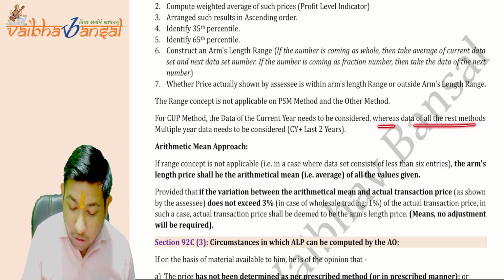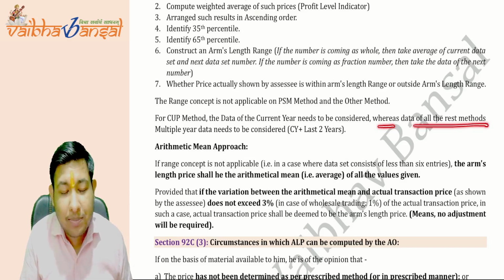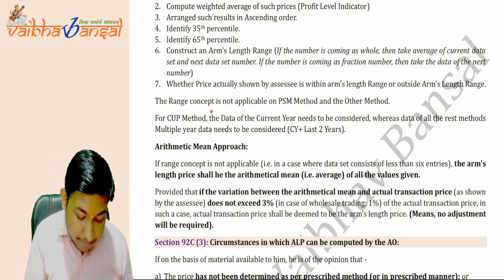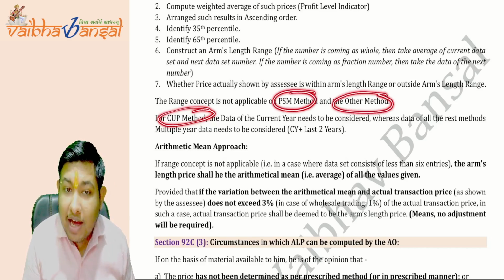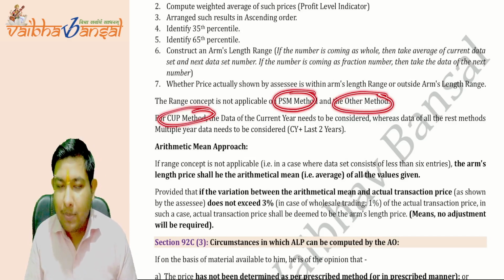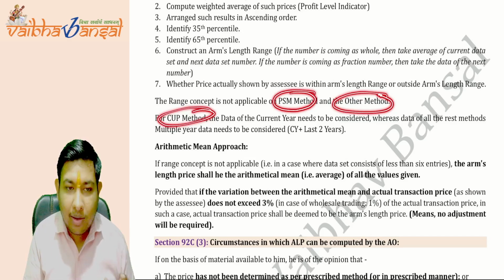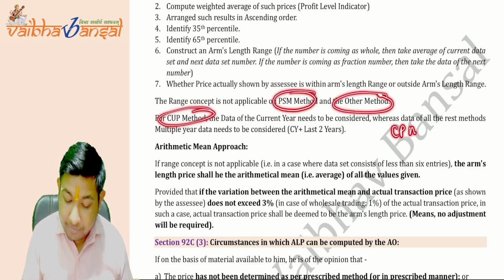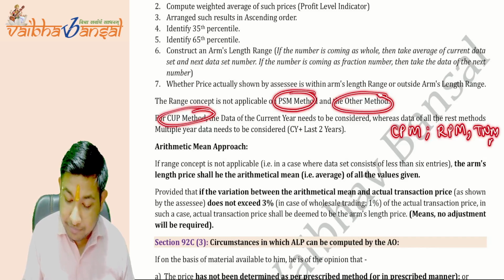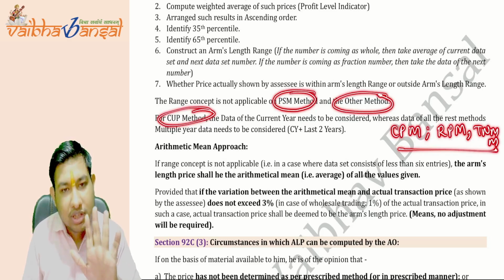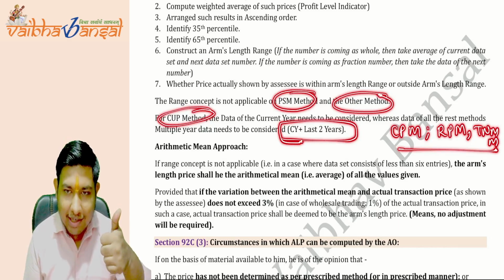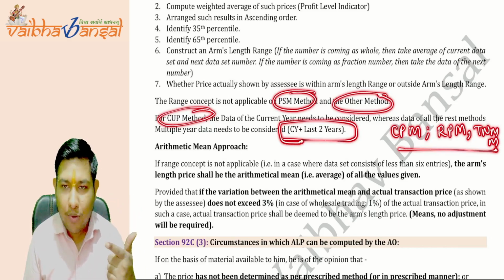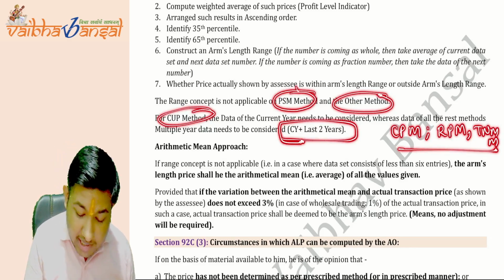Whereas for all the rest of the methods, apart from CUP, apart from PSM, apart from the other method, what is left? CPM, RPM, and TNMM. These three methods are left. For these three methods, we have to take the 3 years data: current year data plus the last 2 years data. Is this point clear? So why didn't you take PSM and the other method?